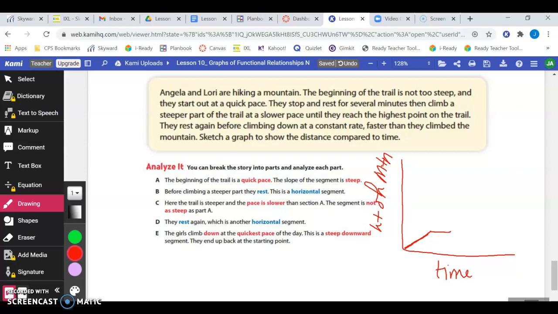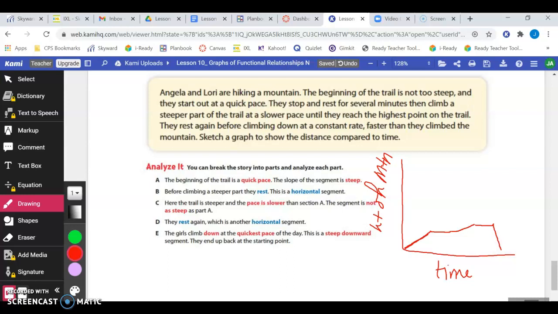They rest and then they climb a steeper part of the trail at a slower pace. So now they're going to go up, but they're going to go quite slow up until they reach the highest point on the trail, and then they rest again. So then we're going to go straight across at a constant rate. Before they climb down at a constant rate faster than they climbed the mountain. So now we're going to go faster down.